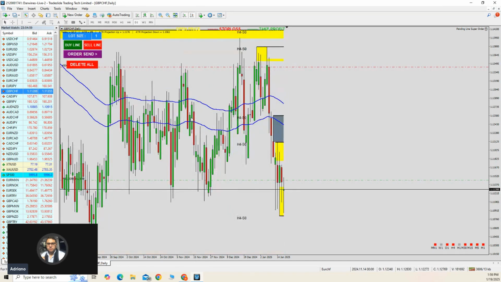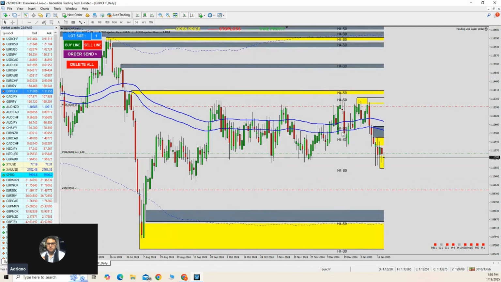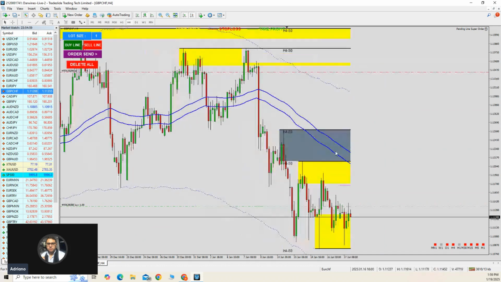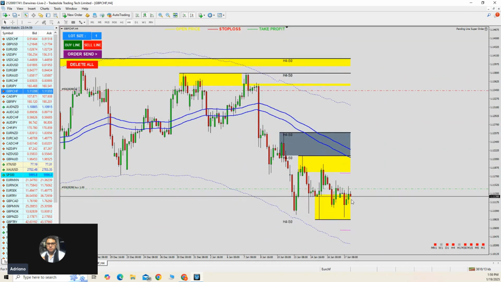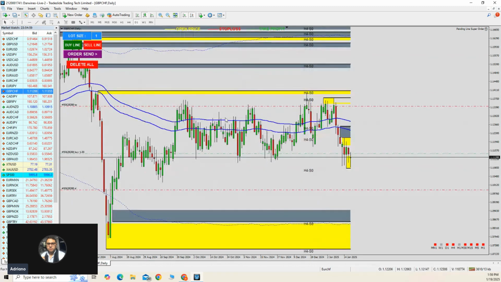So GBP CHF. The market went up, got inside of the zone, dropped, and now the market is inside of this H4 time frame. You can go back to the 4 hour, and then you see the zone. You have a chance to place a trade and put a stop loss here, or just wait for the next zone to be hit. In this case, it's gonna be this one here.